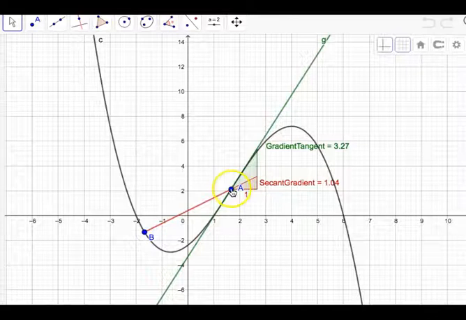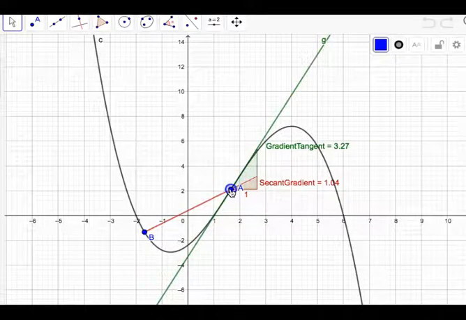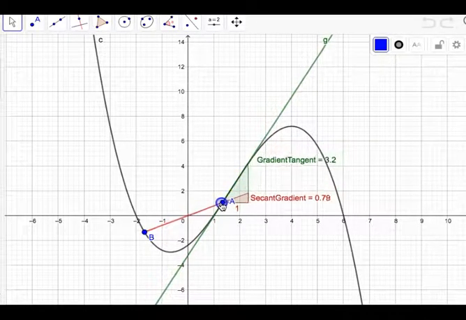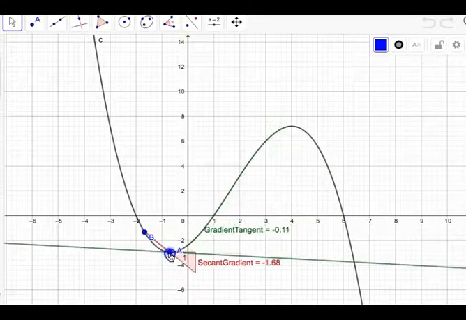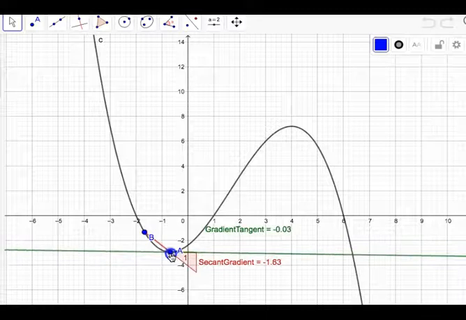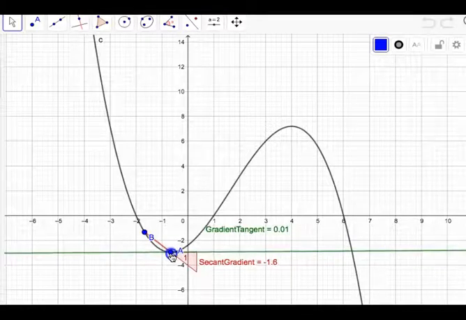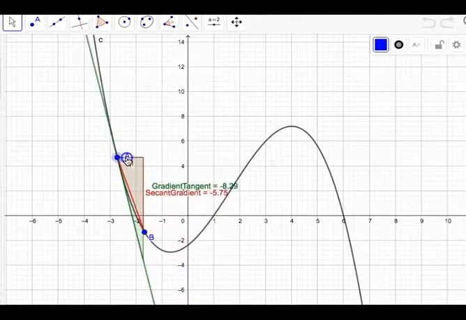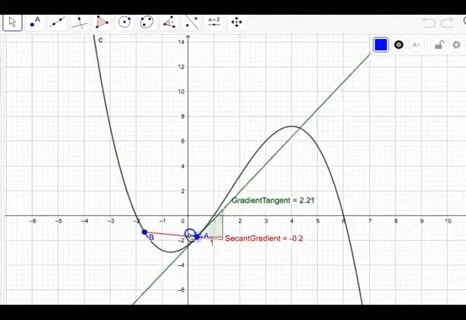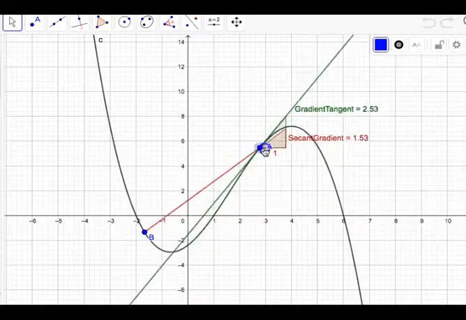Gradient of the tangent, I can make it a nice number. I might make it 3 or something. I'll move it down here. So notice the gradient, you know how we were saying 0 gradient? See, that's a 0 gradient, roughly. Yeah, that's a negative gradient. See the green one? Negative gradient, positive gradient. What's the gradient up here?